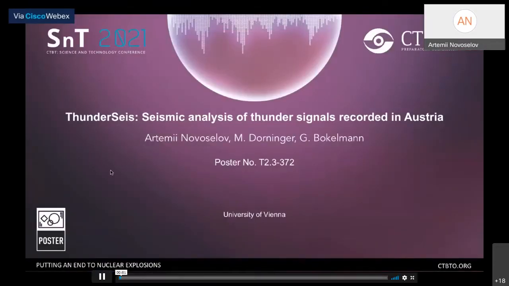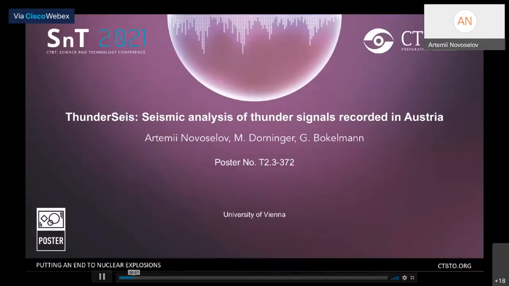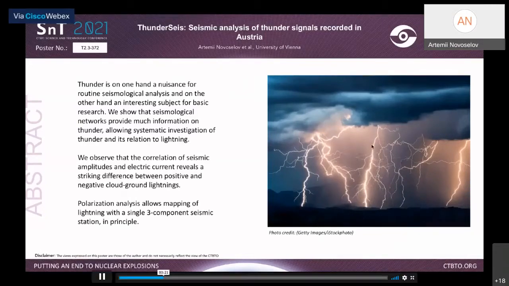Dear ladies and gentlemen, let me present you our work, Thunder Size, seismic analysis of thunder signals recorded in Austria. Thunder is, on one hand, a nuisance for routine seismological analysis, and on the other hand, an interesting subject for basic research. We show that a seismological network provides much information on thunder, allowing systematic investigations of thunder and its relation to lightning.